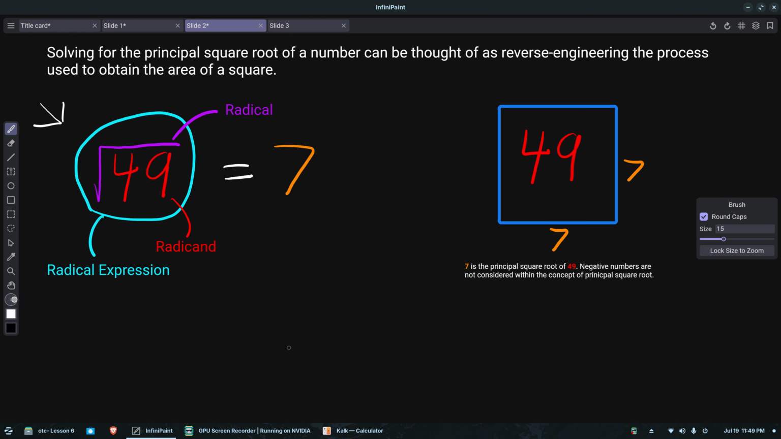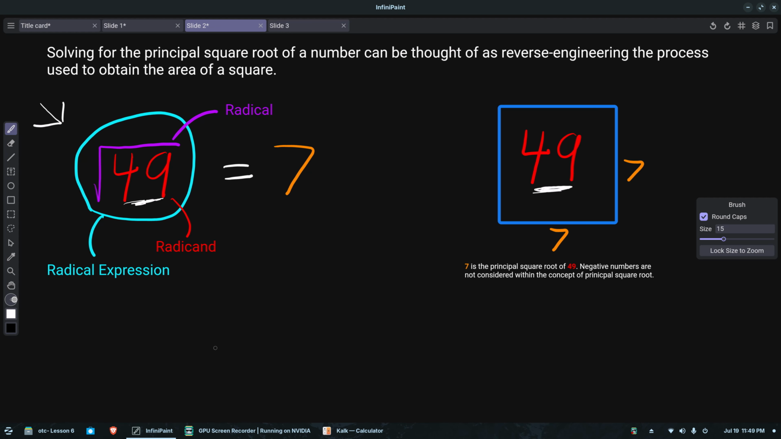And you can actually see here how it relates to the square. So you see we have an area of 49 for this square, and we also have 49 as our radicand. And additionally, when we carry out the process of simplifying this radical expression, we basically reverse engineer the process that was used to create the area of a square.